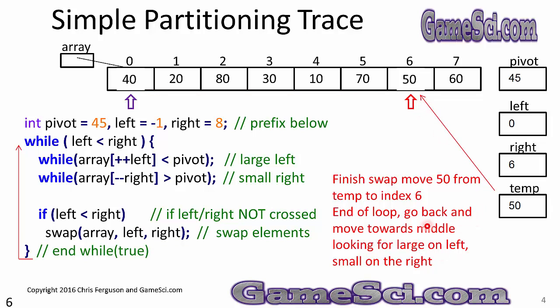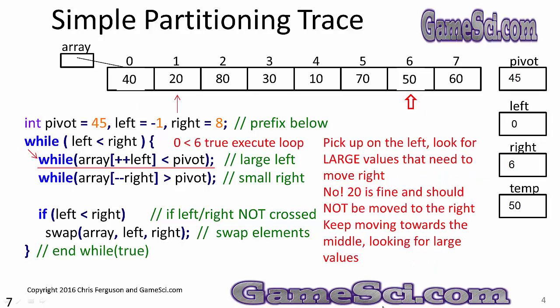We hit the end of the loop and we're going to go back up and spin in this loop again, looking for large on the left and small on the right. I hope that doesn't confuse you too much. All we did is a swap of 50 and 40 there. And now it's time to loop back up. 0 less than 6 is still a true statement. I have a 0 in left. I have a 6 in right.